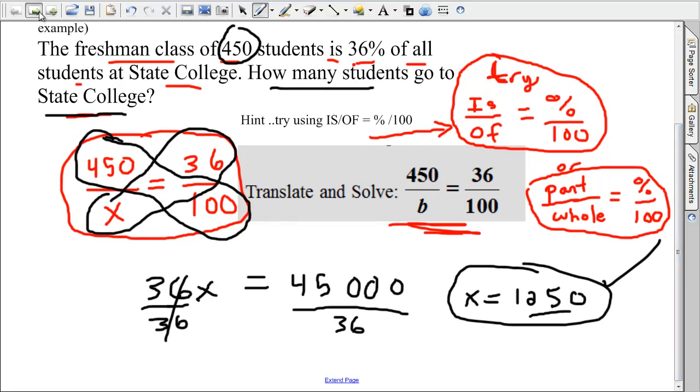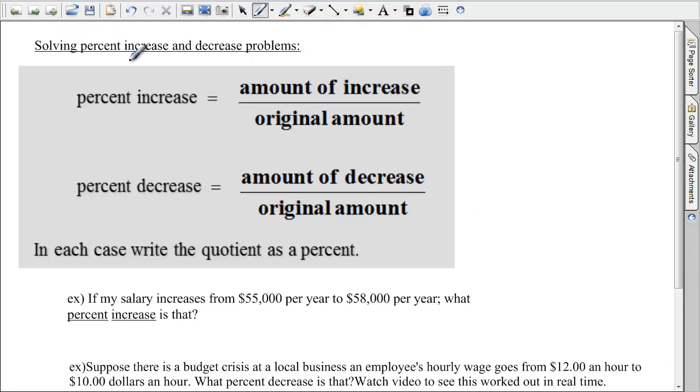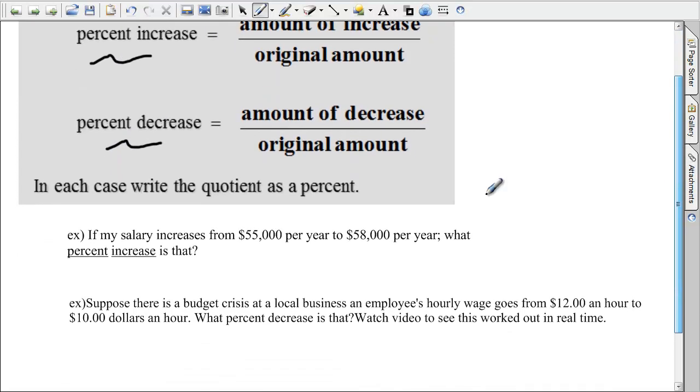Let's try the next slide. Percent increase and decrease problems. I just have a couple of little recipes here. I'll let you read through those, but I'm going to dive right into this first example. If my salary increases from $55,000 per year to $58,000 per year, what's the percent increase?